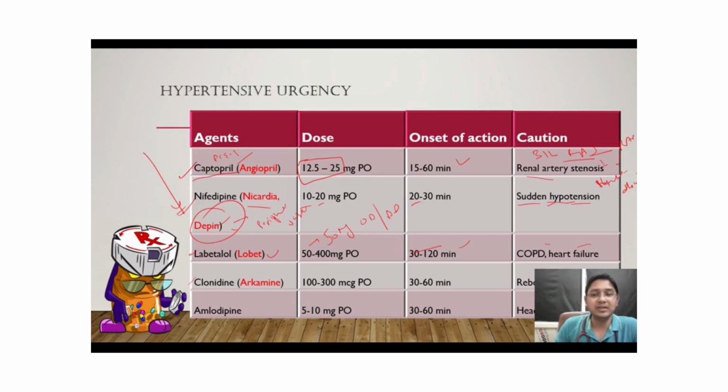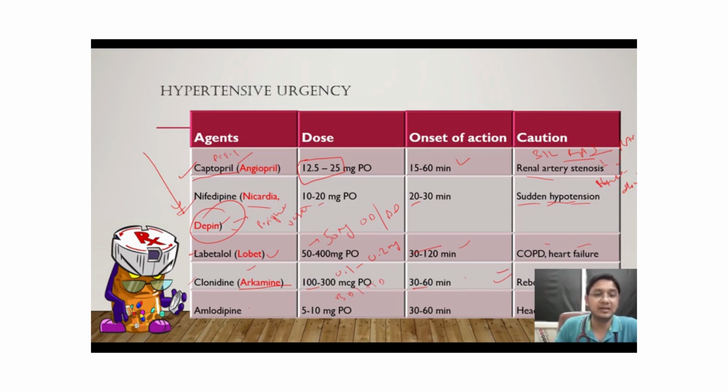Another agent is clonidine, a centrally acting antihypertensive, available in the market as Arkamine. The strengths available are 0.1 milligram or 100 microgram, and 0.2 milligram or 200 microgram. Onset is within 30 minutes. We can start with 100 microgram BD or TDS, that is, thrice a day, and we can monitor the patient. The only problem with this is rebound hypertension.